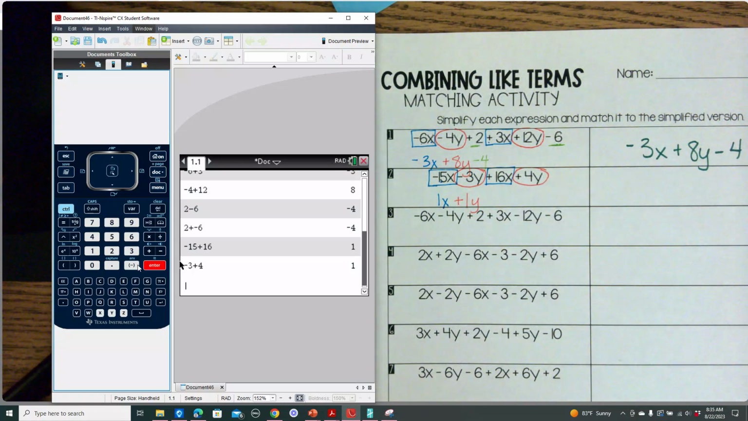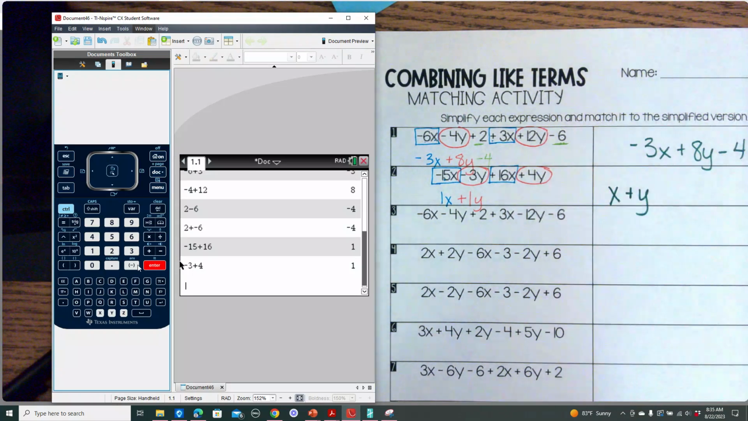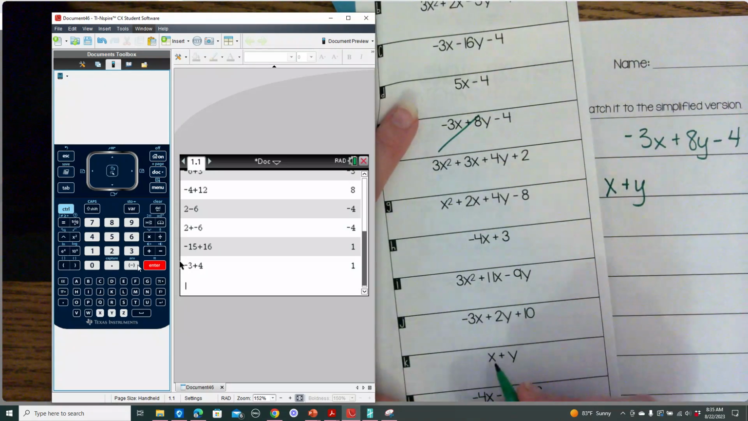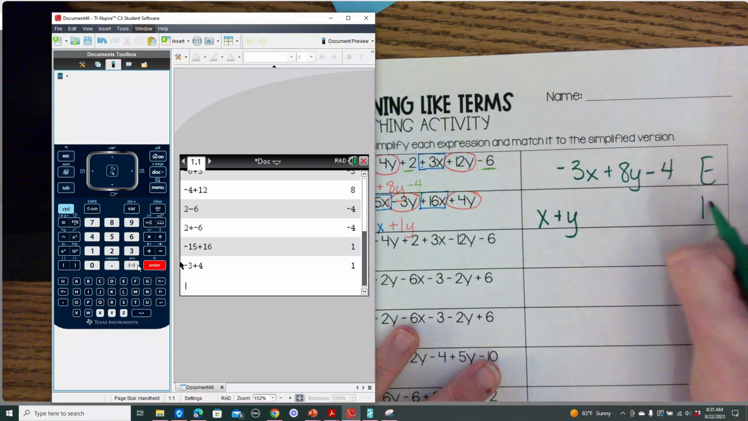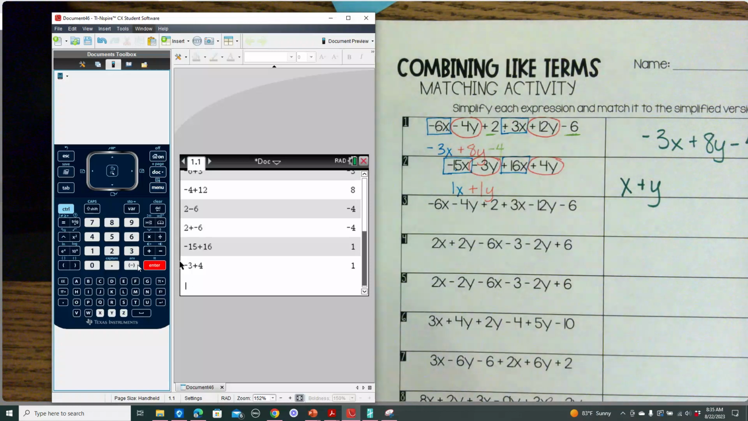Now, in algebra, we do not write 1x plus 1y. If there is a 1 in front of the letter, it disappears, and we do just x plus y. And so that one is K. All right, number 3.